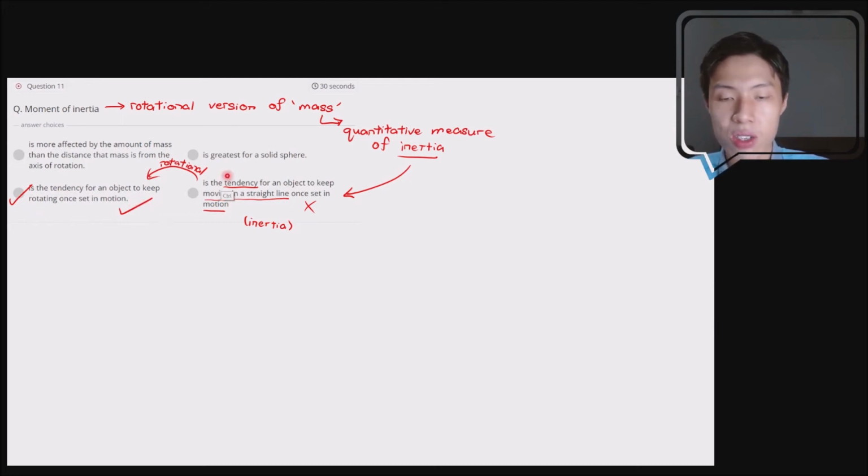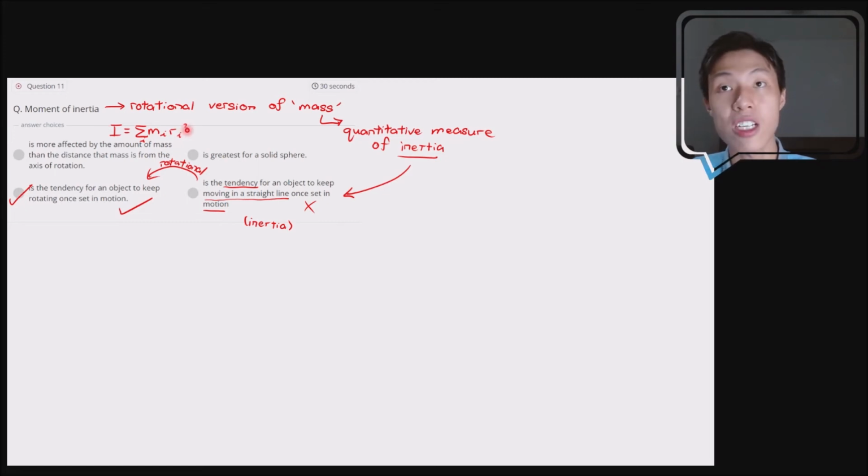Okay, so next, we look at the other two statements over here. Moment of inertia is more affected by the amount of mass than the distance that mass is from the axis of rotation. Well, this statement here is false because moment of inertia is equal to the sum of m_i r_i squared. So if you have many particles, then you have to add particles one by one. So you know that over here, look at this equation, you know that r will affect more, because a double of r will cause a quadruple increase of moment of inertia, whereas a double of mass will cause a double increase of moment of inertia.